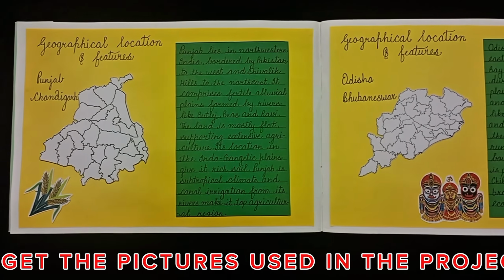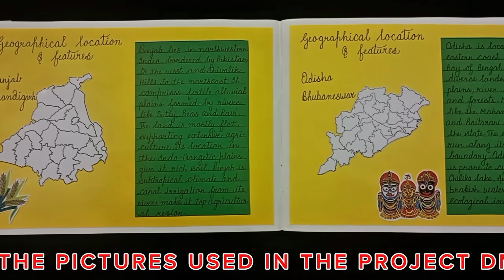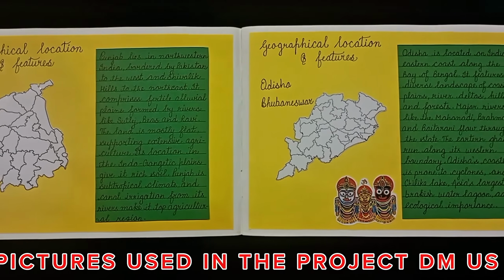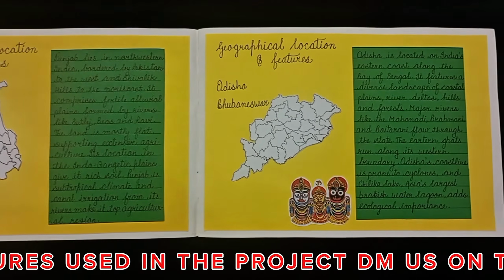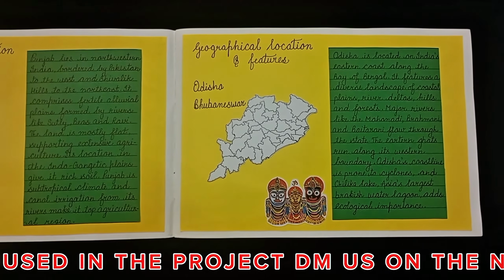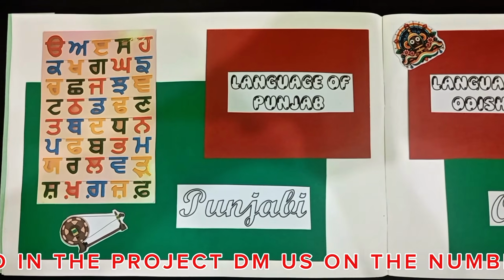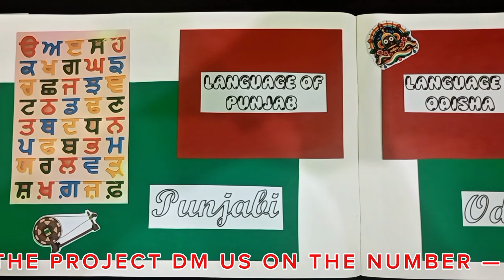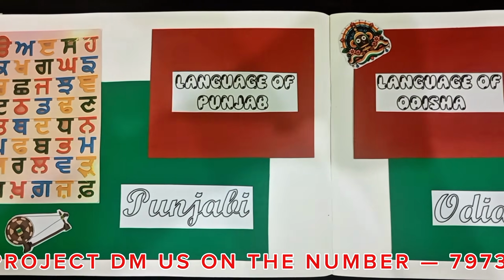This page is about the geographical location and features of Punjab and Odisha. Maps are pasted and a few lines are written. This page is about the language of Punjab and the language of Odisha.